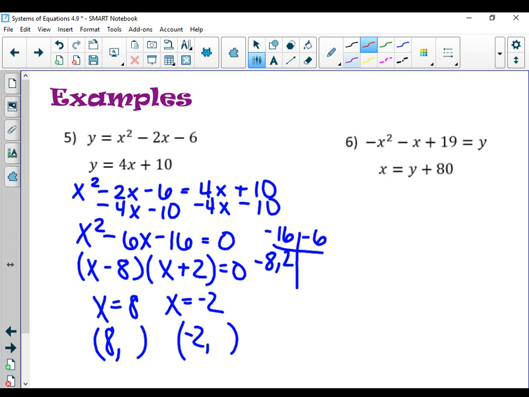Okay, if I take 8 and I plug it in, 4 times 8, 32, plus 10, I get 42. Okay, if I plug in negative 2, 4 times negative 2 gets me negative 8, plus 10 gets me a positive 2. Okay.